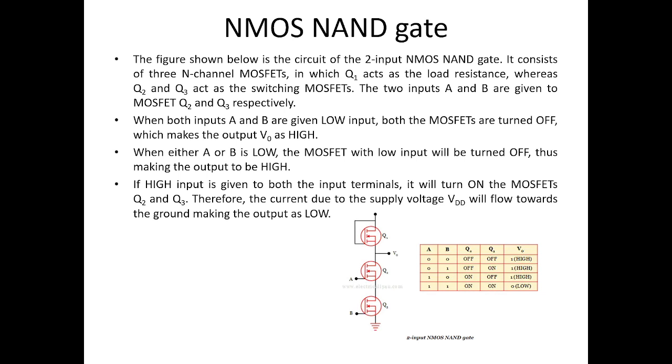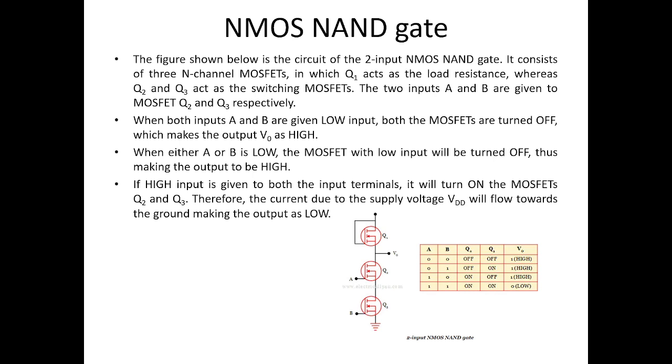Whereas Q1 acts as the load resistance. When both inputs are low, then both the MOSFETs will be turned off, so the output will be high. Next condition, whether A or B, if any of the inputs is low, then the corresponding MOSFET with a low input will be turned off, and thus also making the output high.